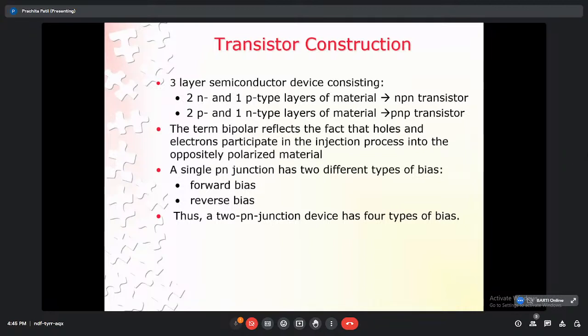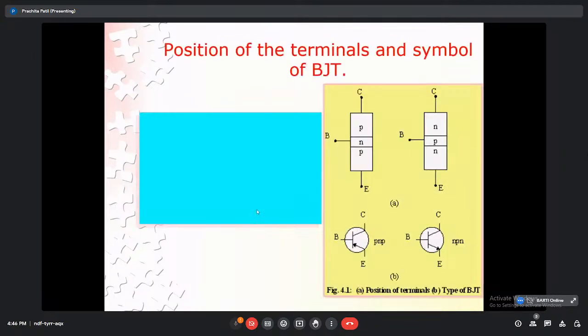A single PN junction has two different types of biases: one is forward bias, another is reverse bias. As I have mentioned, a two PN junction device has four types of biases. We can see here how these four types of biases are possible. If we look at these four types of biases, you can see the base is located in the middle and is thinner than the collector and emitter. So this is what the transistor is about. Let me just go back.